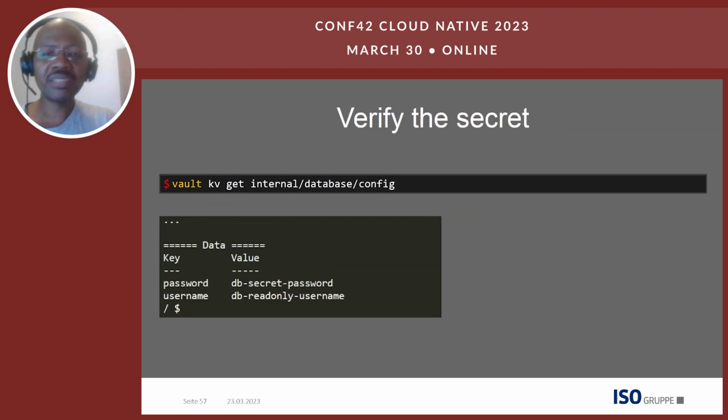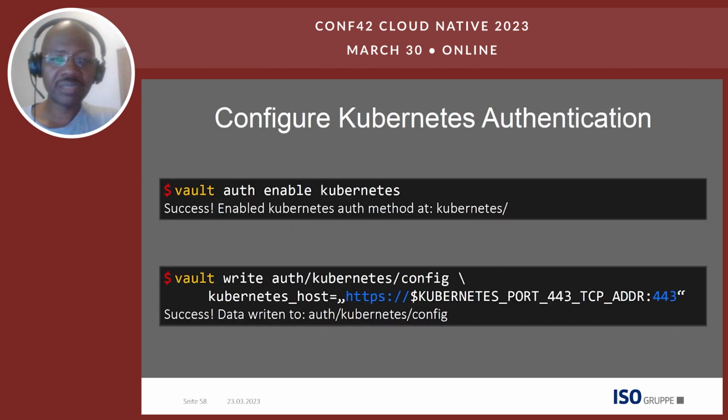Once I have created the secret, I can verify that the secret has been effectively created using vault kv get, and I give the path, and it will give me various information, but at the end I will see the state of my keys and values, and I could verify that both the username and the password have been effectively created.